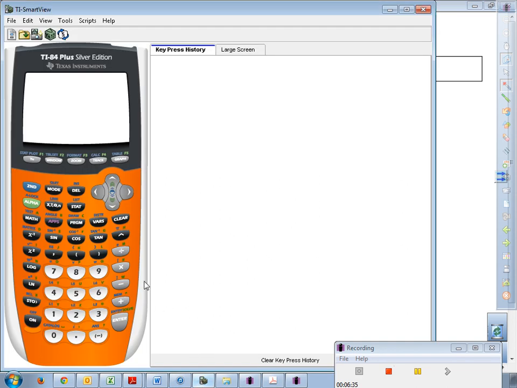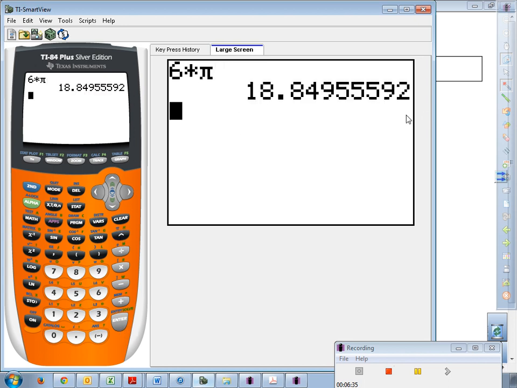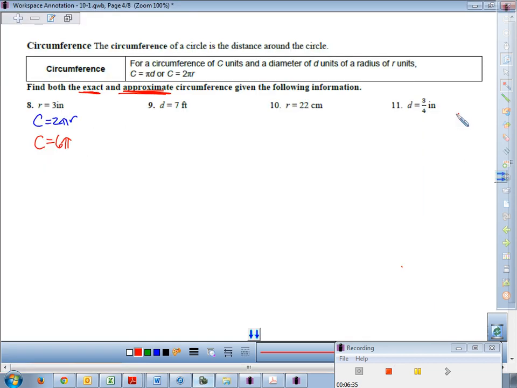Now for the approximate circumference, we will actually take 6 times pi in our calculator, and hopefully you can find your pi button. This is an approximate number. It's a decimal. That's real nasty. It needs to be rounded off. Since they don't tell us how to round, we'll round to the nearest tenth, and we'll say that's approximately 18.8. And then the label is inches because it's just a distance. It's not an area. It's not a volume or anything like that, so it's inches to the first power. So exact with an equal sign and approximate with the squiggly approximate symbol.